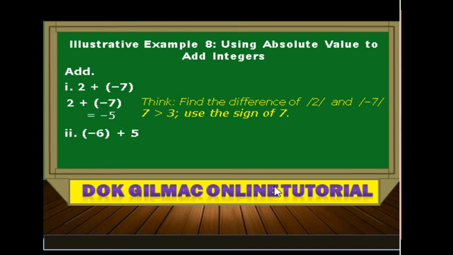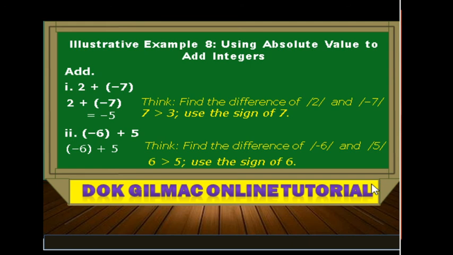So take note. Negative 6 plus 5. Again, think of the difference of the absolute value of negative 6 and the absolute value of 5. Again, 6 is greater than 5, so use the sign of 6. 6 minus 5 is 1. The sign of 6 is negative. That's why it's equal to negative 1.